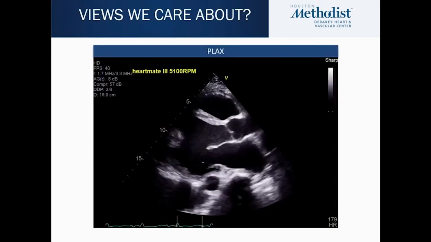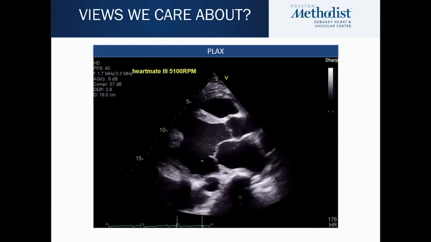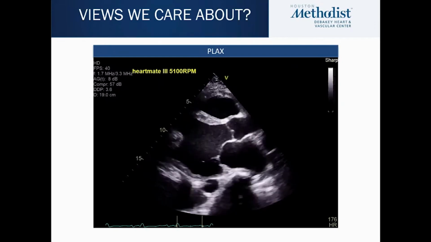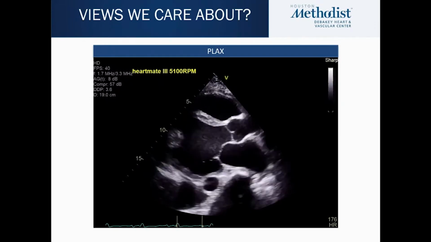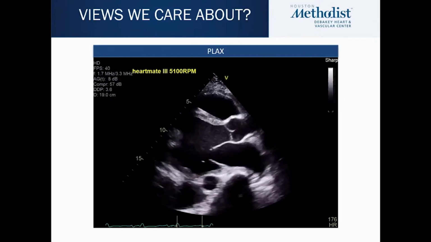So what do we as heart failure clinicians worry about or care about when somebody's interpreting the echo imaging for patients who are on LVAD support? Looking at this image, we can see that in a parasternal long view, the aortic valve is closed, so that's important and worth mentioning. And if on color we see aortic regurgitation, that's important and worth mentioning.